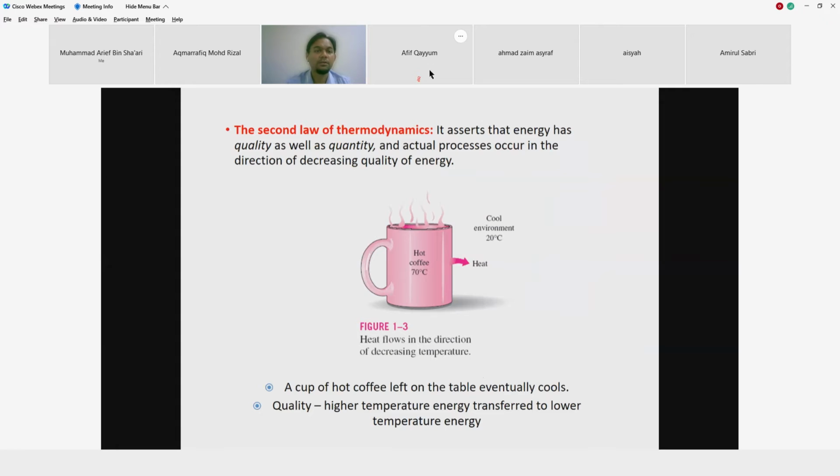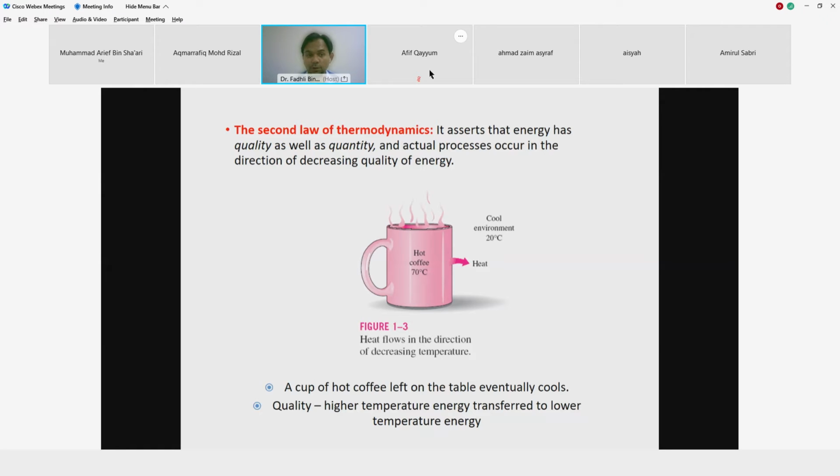Okay, next is the second law. As I said, in thermodynamics, there are two important laws or two main laws: the first law of thermodynamics and the second law of thermodynamics. For the second law, it states that energy has quality as well as quantity, and actual processes occur in the direction of decreasing quality of energy.